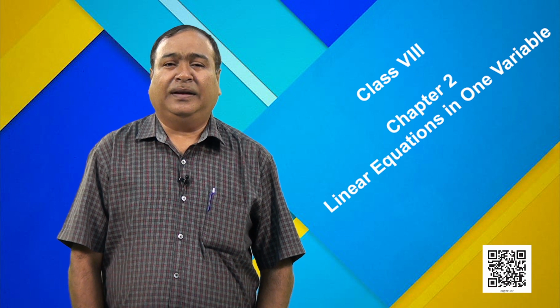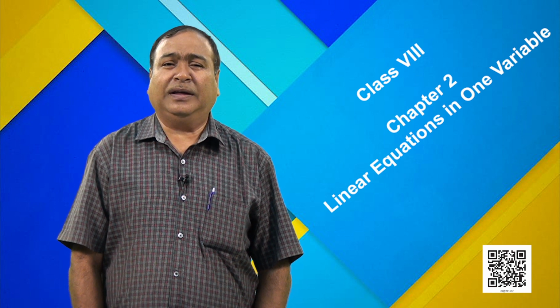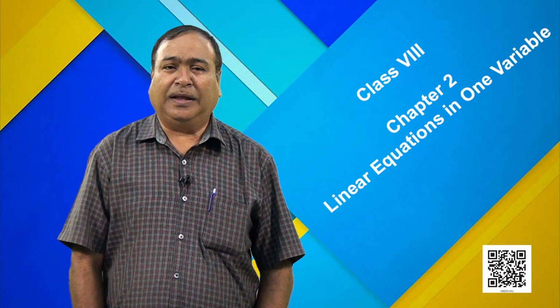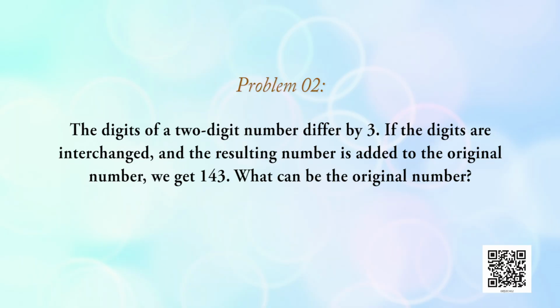Students, let us solve some word problems involving such type of situations. Consider the following problem. The digits of a 2-digit number differ by 3. If the digits are interchanged and the resulting number is added to the original number, we get 143. Then what can be the original number?